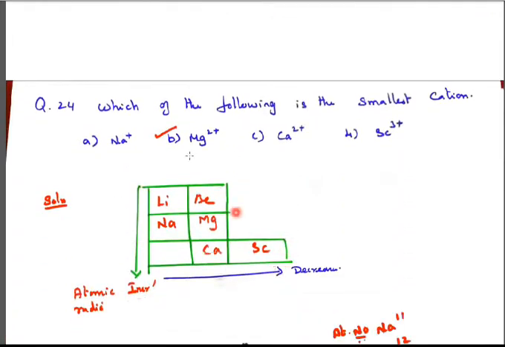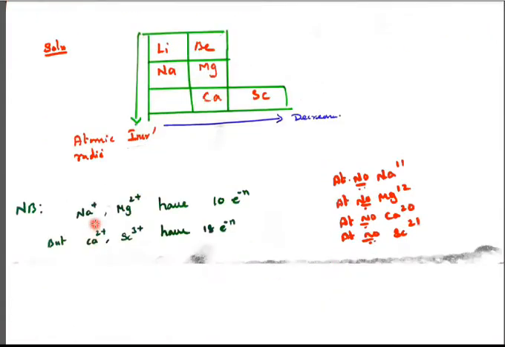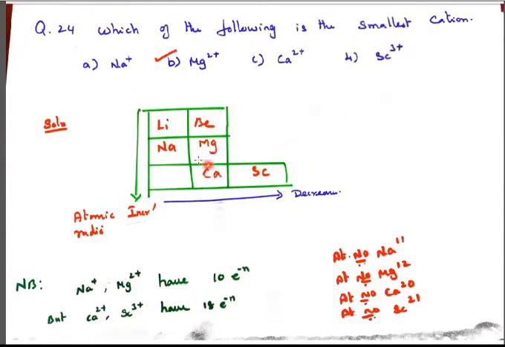So let us see another example. Which of the following is the smallest cation? Na plus, Mg2 plus, Ca2 plus, Sc3 plus. From top to bottom, atomic or ionic radii definitely increase, for example beryllium, magnesium, calcium, but from left to right it decreases. Na plus and Mg2 plus have 10 electrons, but Ca2 plus and Sc3 plus have 18 electrons. So you just have to see which ions they have given.